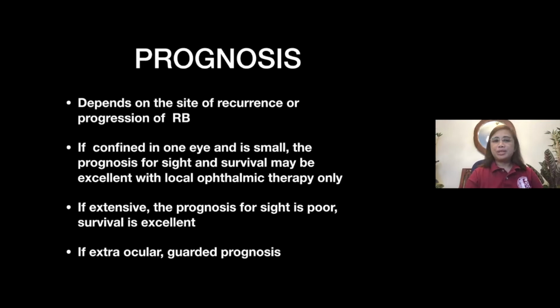For the prognosis, this depends on the site of recurrence or progression of retinoblastoma. If it is confined in one eye and is small, the prognosis for sight and survival may be excellent with local ophthalmic therapy only. However, if it is extensive, the prognosis for sight is poor, but the survival is excellent. But if it is extraocular, the prognosis is guarded.